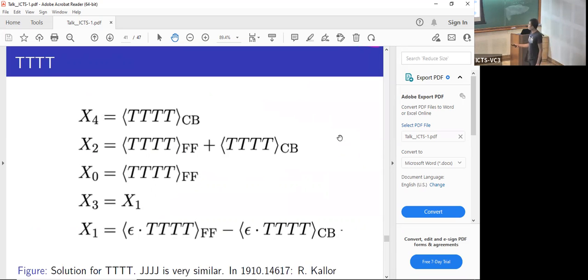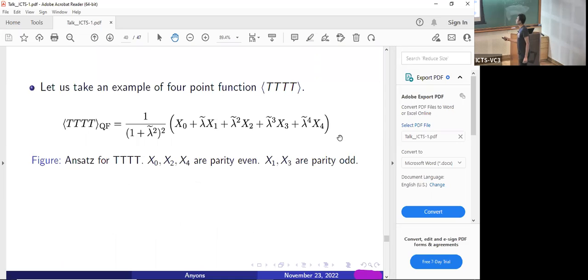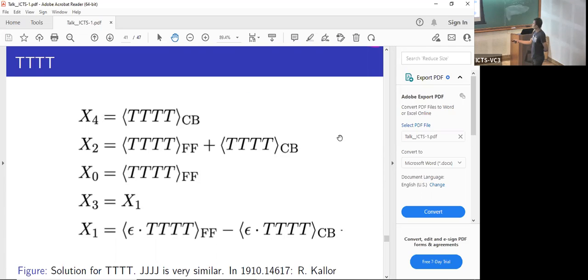But let's concentrate on the first 3 relations. Here, this X4 should be that of the critical boson, X0 should be the free fermion, and then there are 3 more structures to be determined. By doing the simple slightly broken higher spin equation analysis, you'll be able to show that X3 has to be the same as X1, and X2 is something that you have to determine.